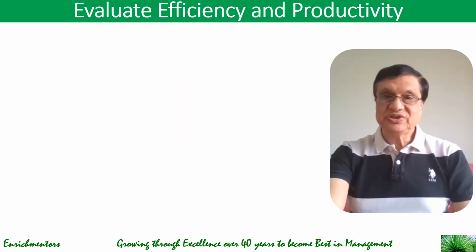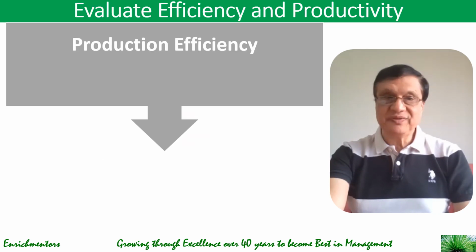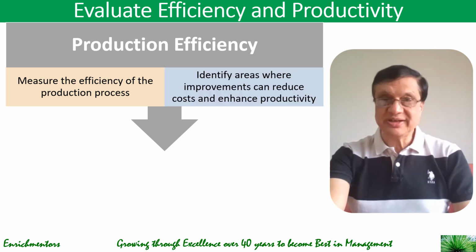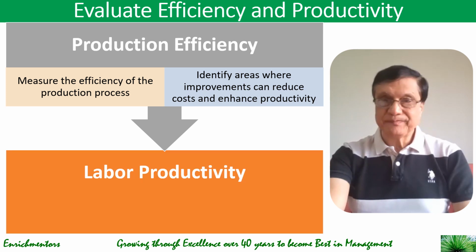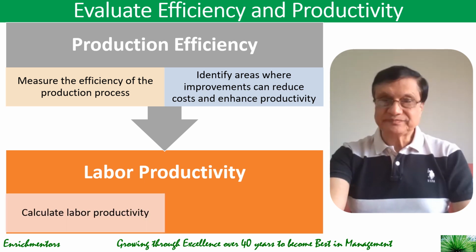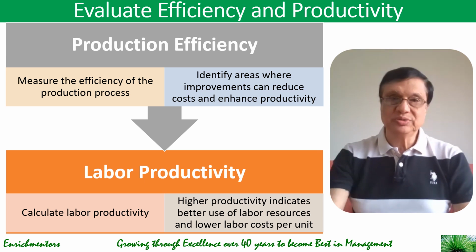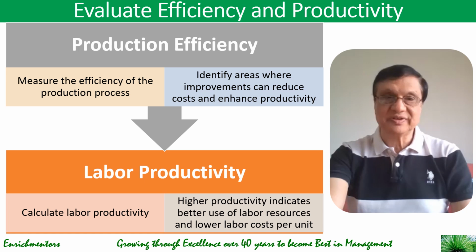Then you evaluate efficiencies and productivity. You measure the efficiency of the production process by comparing actual output to expected output and identify areas where improvements can reduce cost and enhance productivity. Also, you can calculate labor productivity by dividing the total output by the total labor hours. A higher productivity indicates better use of labor resources and lower labor cost per unit. So that's how you evaluate efficiency and productivity.